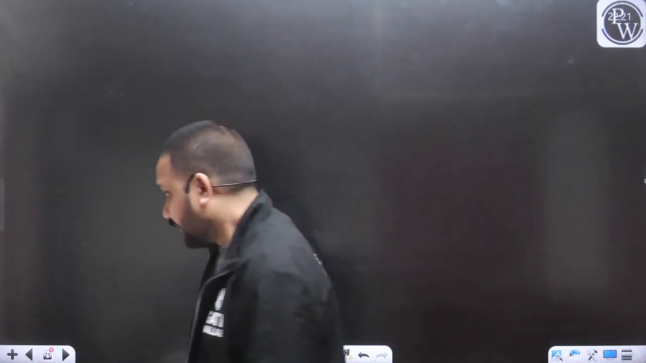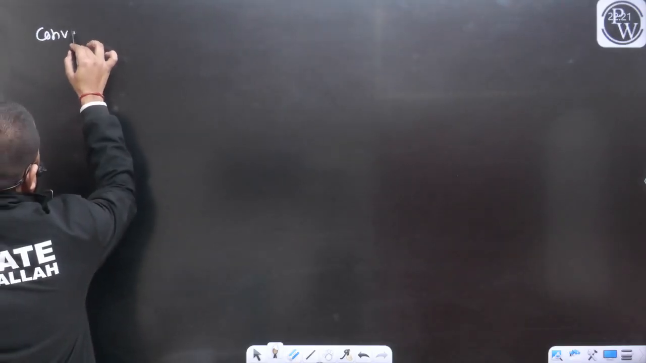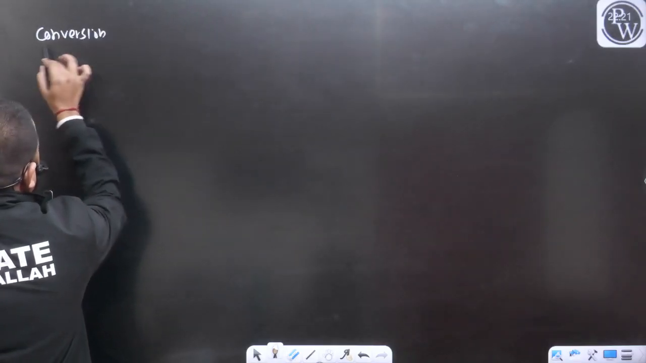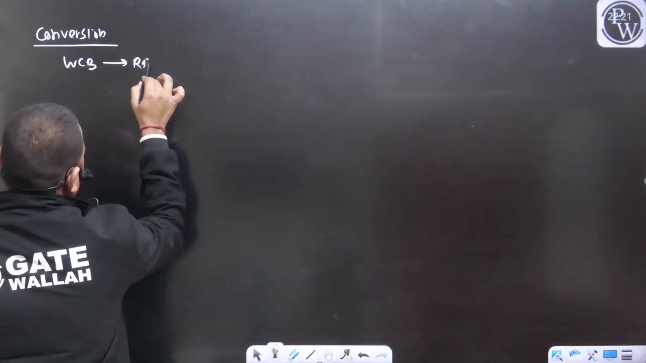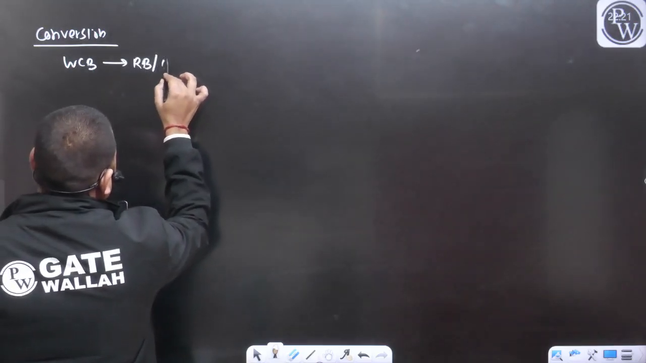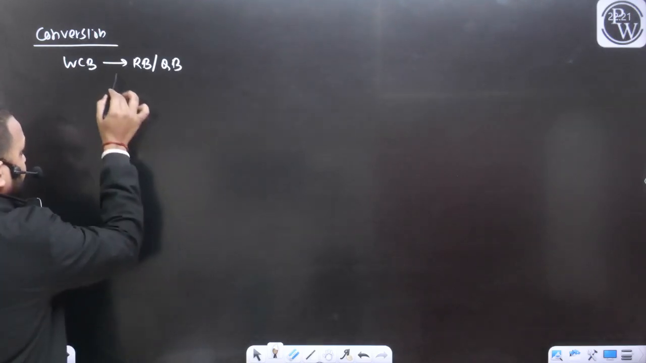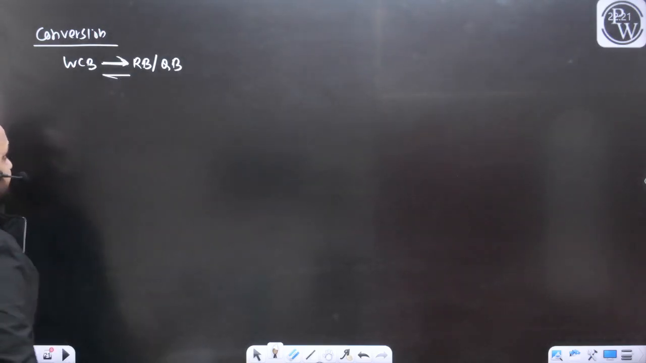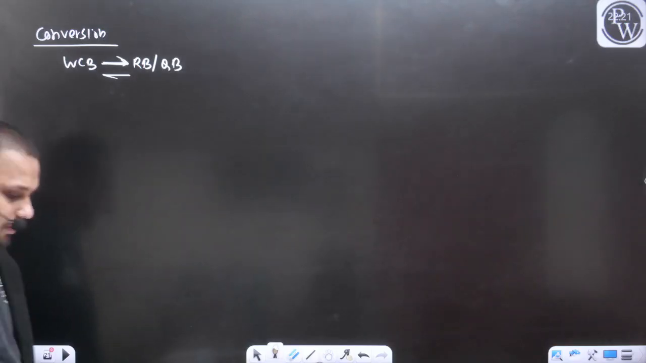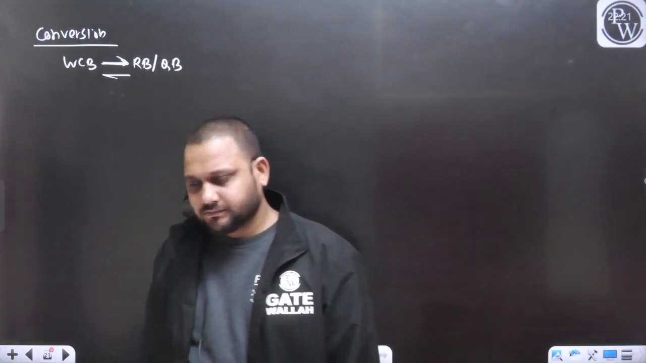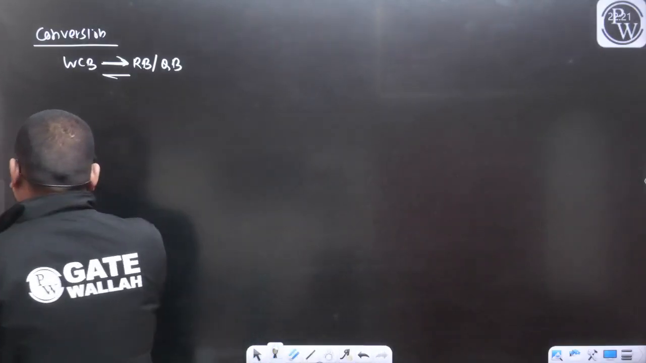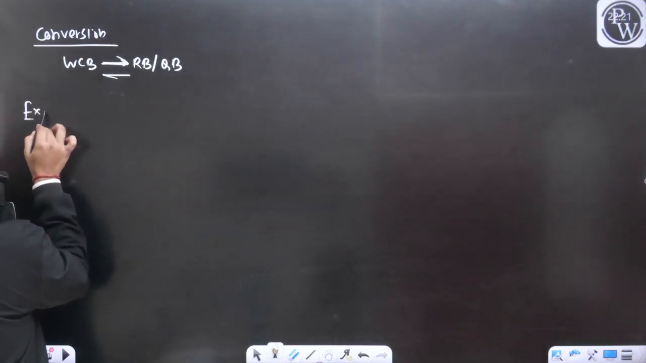In the exam you will get questions related to conversion. They will provide you the reading in the WCB system and they can ask you to convert all the bearings to the RB or QB system, or vice versa. So let's take an example, and I want you all to solve this example.